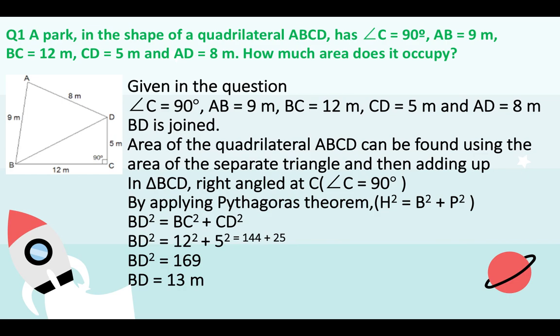Since BD square is 169, I can write BD is equal to under root of 169, and you know the value of under root of 169 is 13. 169 can be split into factors as 13 cross 13, and I can take out the under root sign and the square cancels out. So I am only left with BD equals 13 meters.